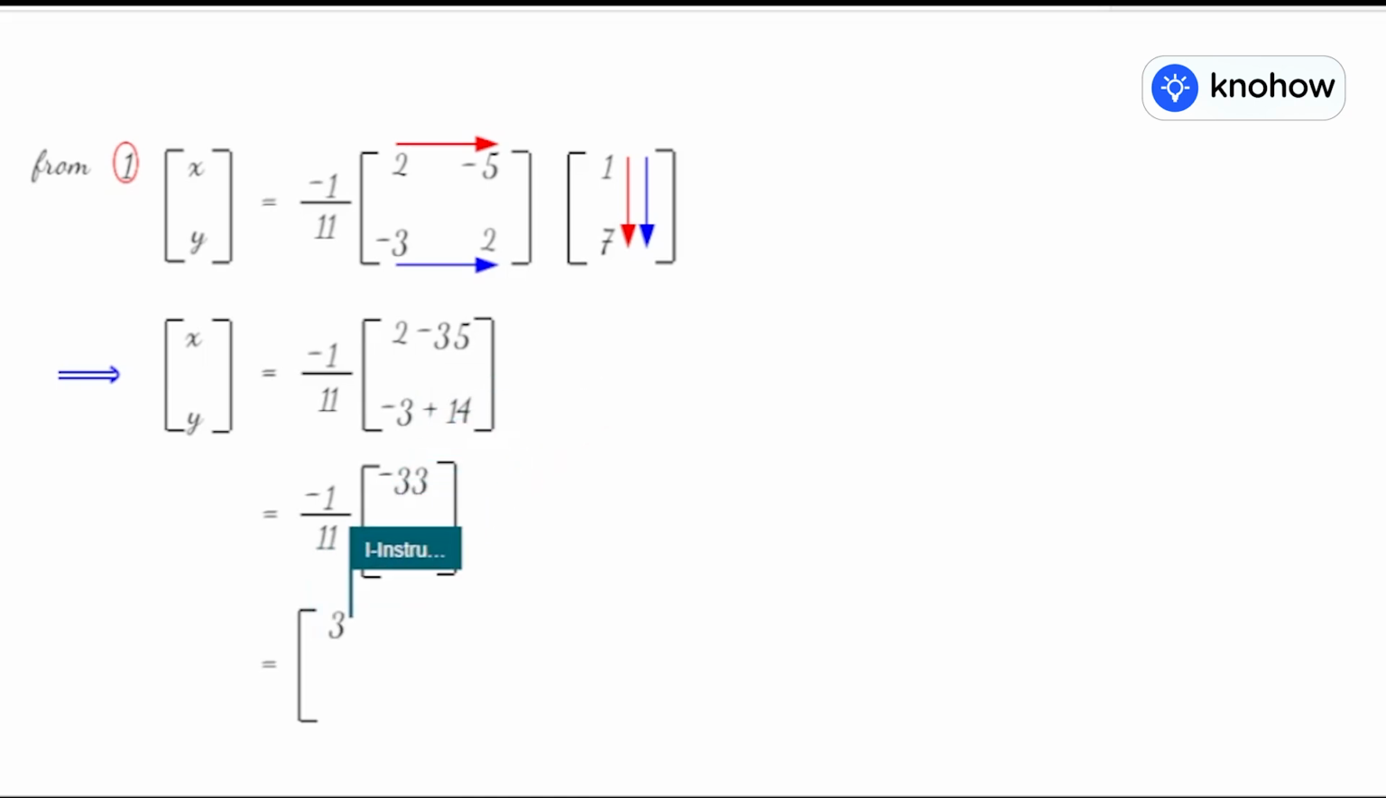And what do you have on the left? The matrix [x; y], equal to [3; minus 1], which implies the value of x is 3 and the value of y is negative 1.